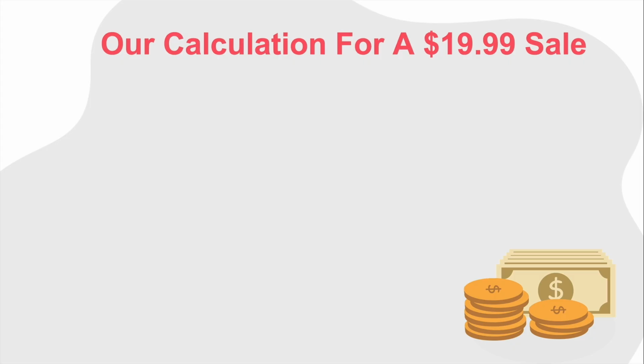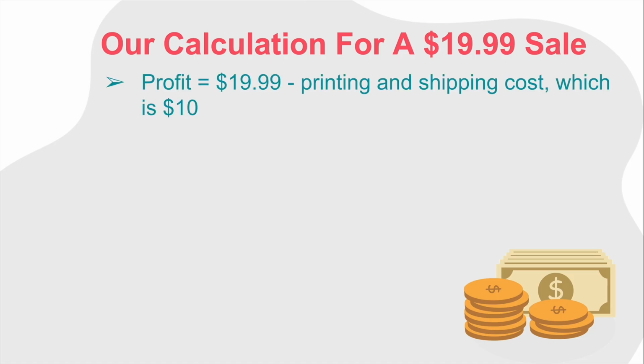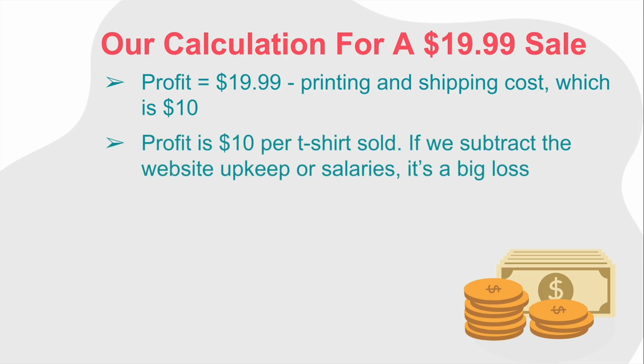Let me show you how that would look in a calculation for one sale of a t-shirt. In our case, we're selling t-shirts for $19.99. Let's calculate our profit from such a sale. The profit equals the sale we make, the $19.99 we get paid, minus the printing costs of the shirts and the shipping costs, which is around $10. We end up with about $10 profit per t-shirt sold.